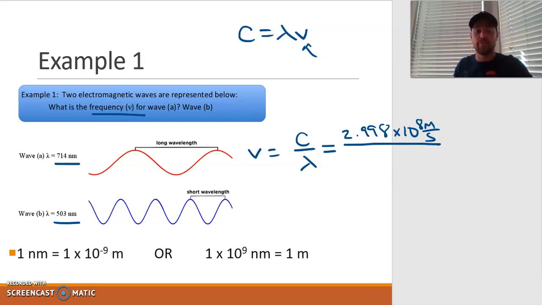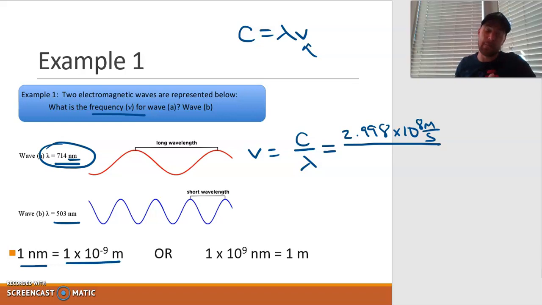Divided by the wavelength. Now the wavelength is given as 714, but it's in nanometers. I can't plug in nanometers because then it won't cancel out with the meters. So we're going to need to do a metric conversion. As a reminder from topic 1, 1 nanometer is equal to 1 times 10 to the negative 9th meters.